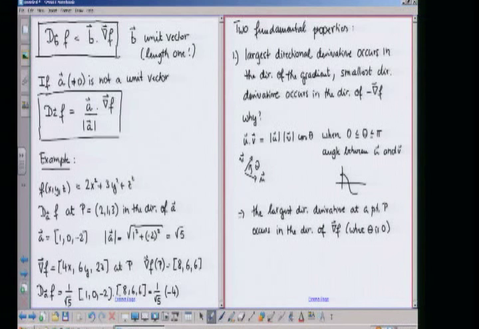reasoning, the smallest will be when the cosine of theta is -1, right? And this is when theta is pi, and this means you're in the opposite direction of gradient of f. Okay? So the smallest directional derivative at p occurs when theta is pi, right? And this means minus gradient f is equal to b. Okay? So it's a very simple reason, but it gives you a very nice way of telling in which direction you have the largest or the smallest directional derivative. Okay?